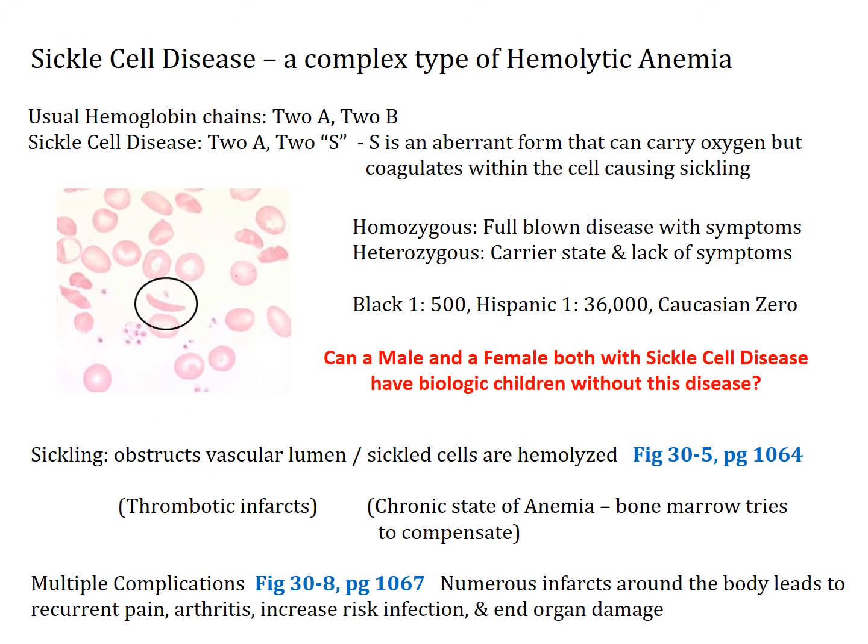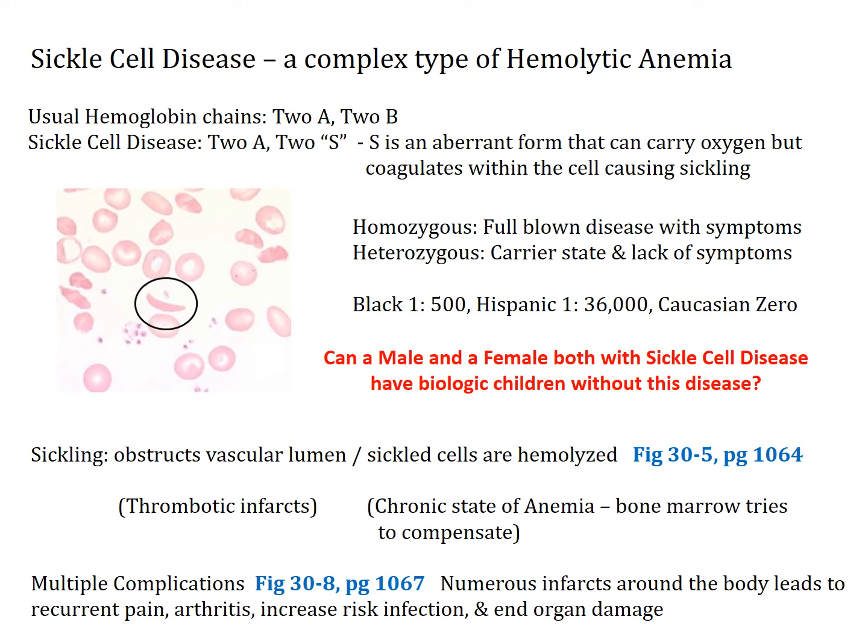Individuals who are homozygous, who carry the two alleles, are going to have the full-blown disease and symptomatic. The heterozygous individual who only has one of the genes will lack symptoms, but they'll be a carrier, 50% chance of passing that gene on to any of their offspring. This is far more common in African American and Black individuals, much less common in Hispanic, and almost zero prevalence in Caucasians. So I want you to think about this.